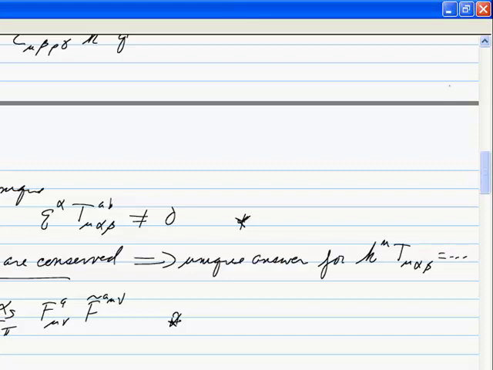I plan to come back to it when I do the meson masses in QCD. In the QCD section, I'll build up the chiral Lagrangian, and we'll come back to this fact that this guy is not conserved, and show you some features of that. Okay. Any questions about what we just did there?